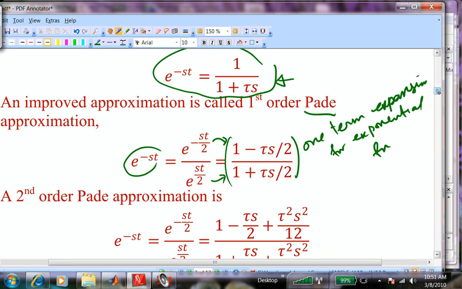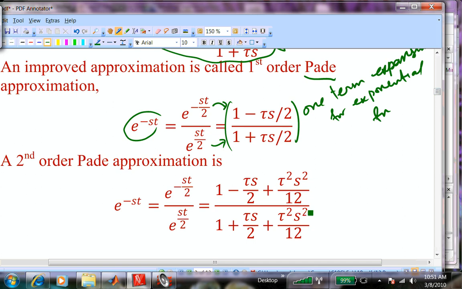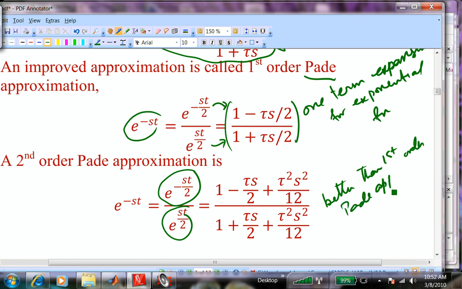The second order approximation is going to be something like this. Take the two terms from the series, from the numerator and from the denominator. So this is better than the first order Padé approximation. You will come across this terminology in the control literature. Whenever you have delay, and delay is very common in chemical processes, you're going to approximate it through some sort of Padé approximation. If you come across that, you should know what they are actually doing: they're replacing this function with an approximation.